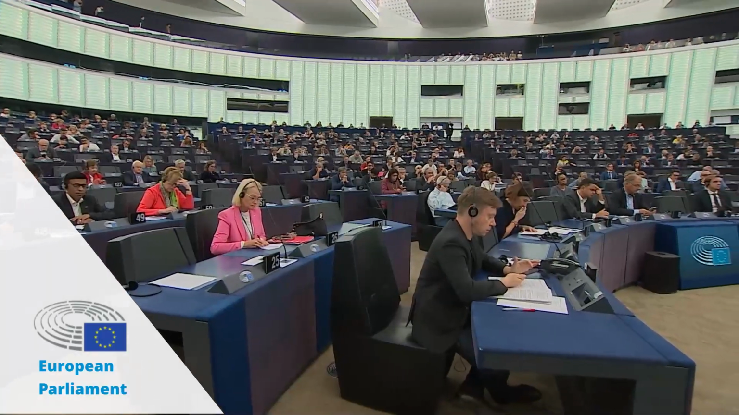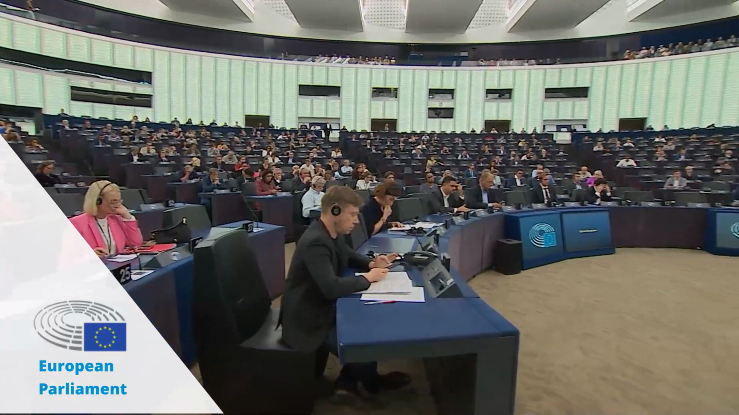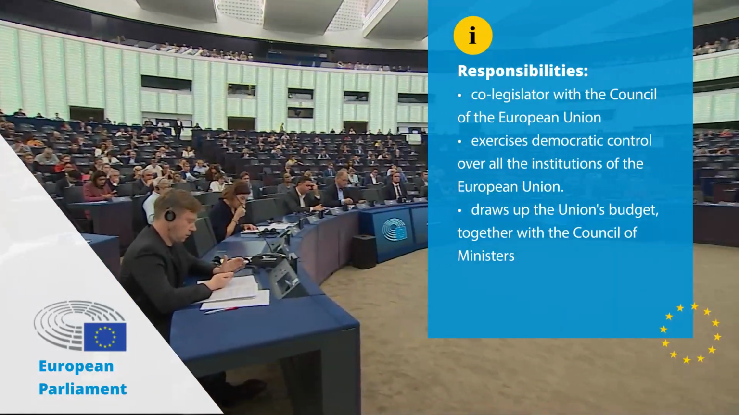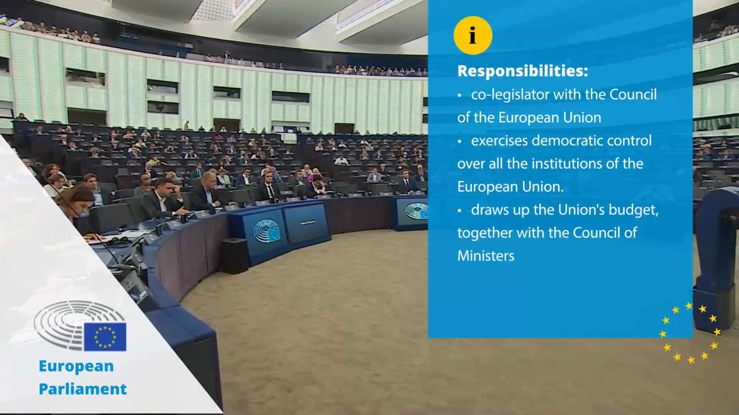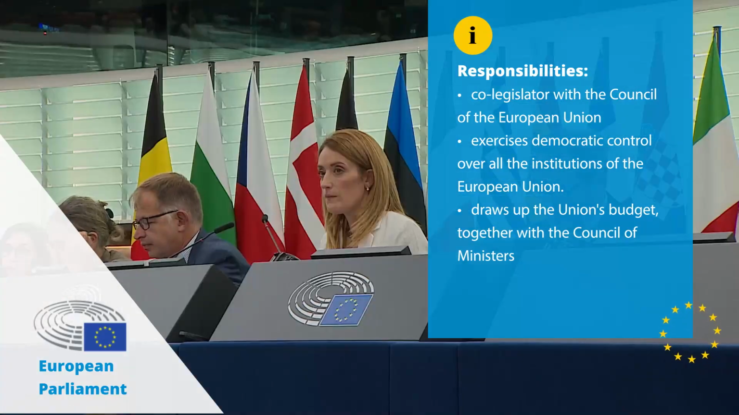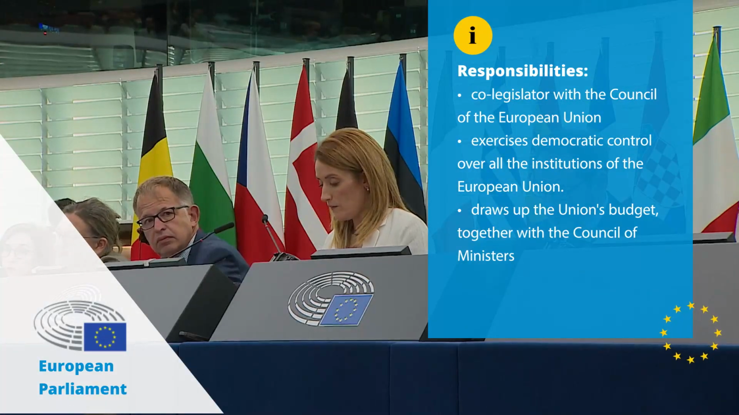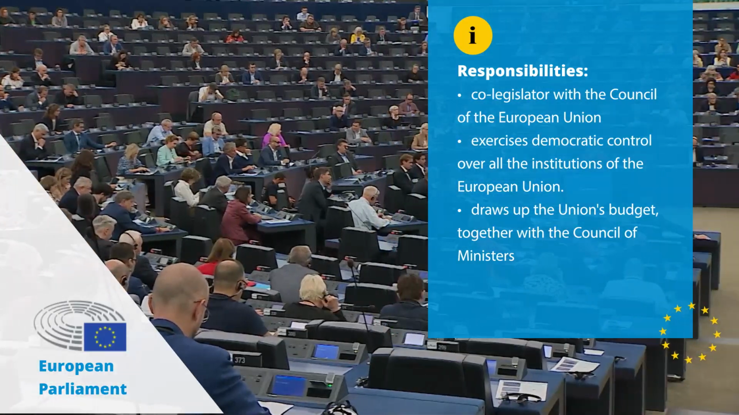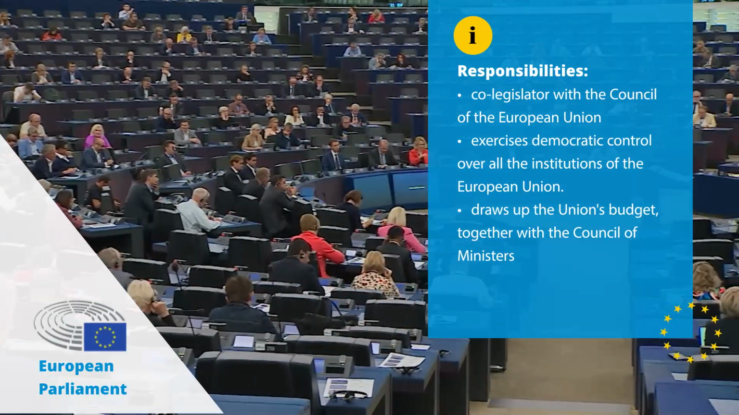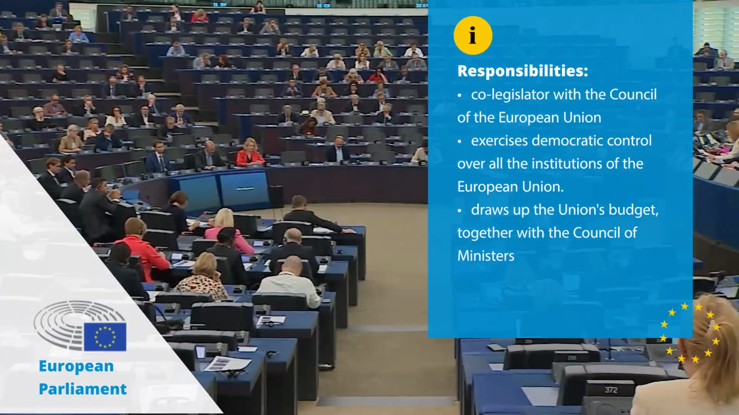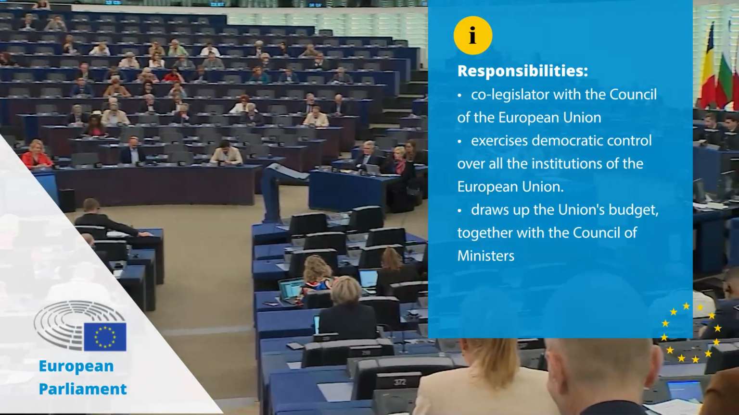The three main powers of the European Parliament are as follows. It is a co-legislator with the Council of the European Union. It exercises democratic control over all the institutions of the European Union. It draws up the Union's budget, together with the Council of Ministers, and approves the long-term budget.